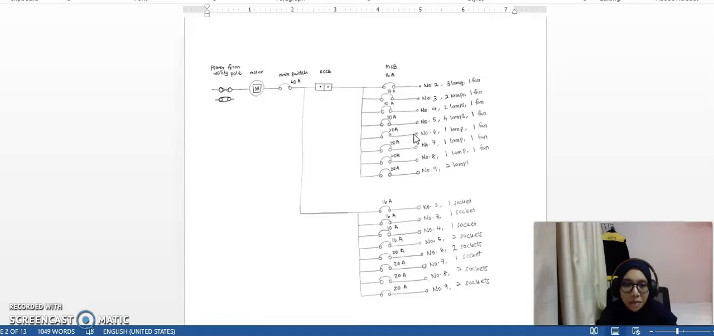lamps 1 fan, 2 ampere to number 6 of 1 lamp 1 fan, 20 ampere for number 7 of 1 lamp 1 fan, 20 ampere for number 8 1 lamp 1 fan, and 20 ampere for number 9, which is for 2 lamps. So down here is for the socket.